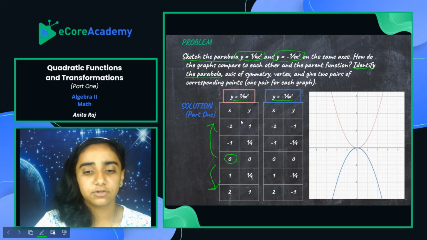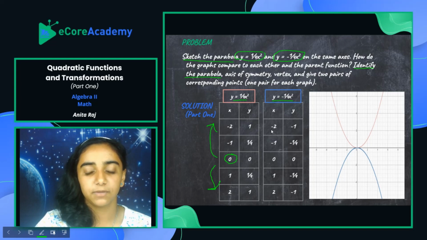So if I plug -2 into y equals 1/4 x squared, I get -2 squared, which is 4, times 1/4 is 1. Then I plug -1 in. -1 squared is 1. 1 times 1/4 is 1/4. Then I plug 0 in. 0 squared is 0. 0 times 1/4 is 0. Then I plug 1 in. 1 squared is 1. 1 times 1/4 is 1/4. Then I plug 2 in. 2 squared is 4. 4 times 1/4 is 1. So I have this whole table figured out.